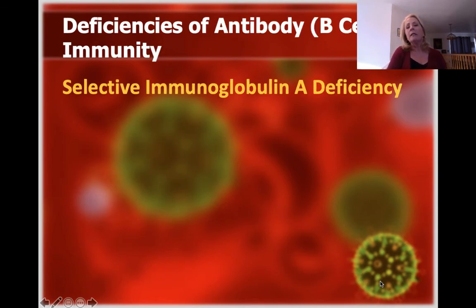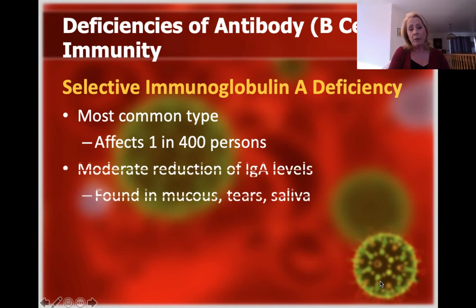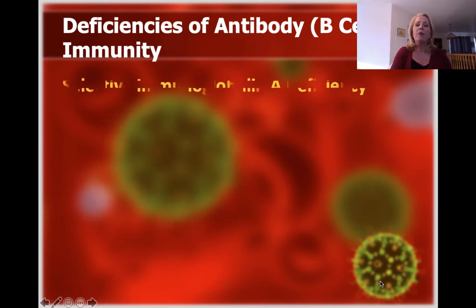Another one is selective immunoglobulin A deficiency. This is the most common type of antibody deficiency. By the way, it's pretty common in people. 1 in 400 people have this problem. They have a reduction in IgA levels, which IgA levels are found mostly in mucus, tears, saliva. Both men and women can have this problem.